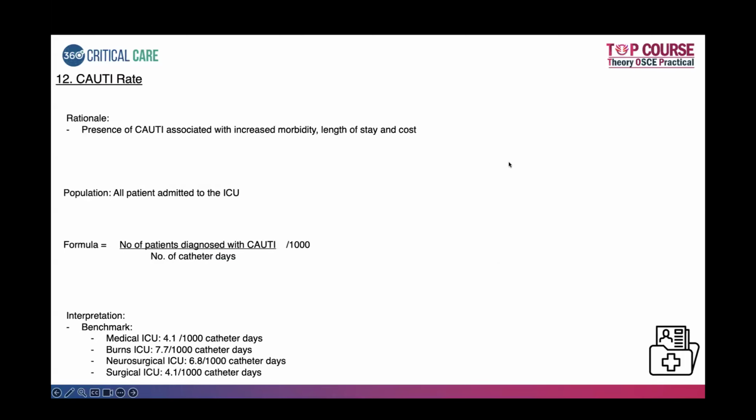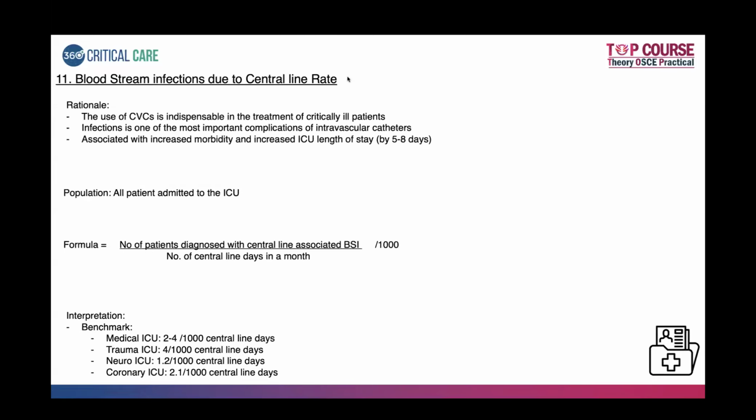Okay, coming to bloodstream infection rate, that is CLABSI or CRBSI rates. Bloodstream infection rates due to a central line, but it can be due to other catheters also. The rationale is that the use of CVCs is indispensable in the treatment of critically ill patients. Infection is one of the most common complications of intravascular catheters and is associated with increased morbidity and increased ICU length of stay by almost 5 to 8 days. It's almost similar for VAP. The formula is the number of patients diagnosed with central line associated bloodstream infections divided by the number of central line days in a month.